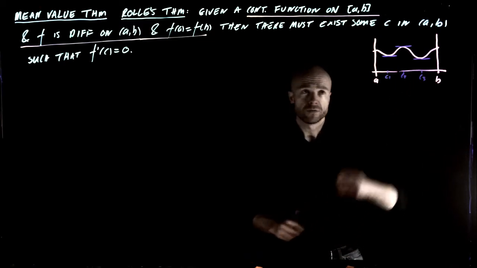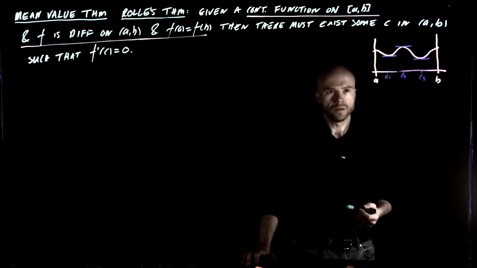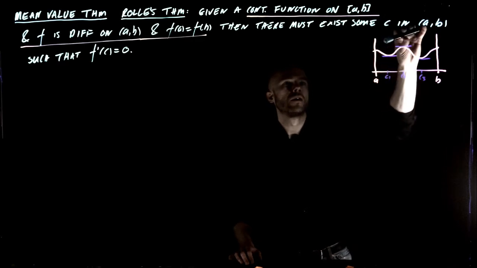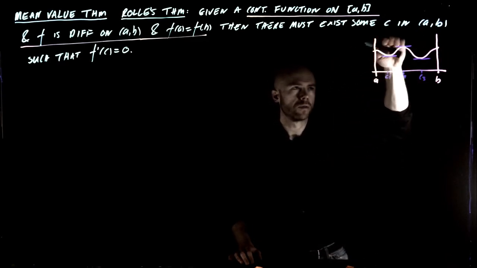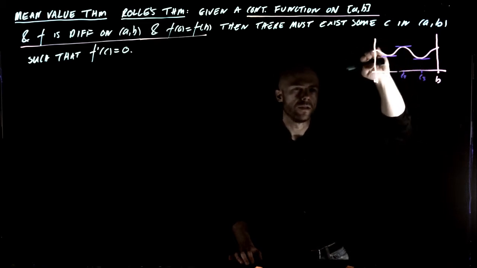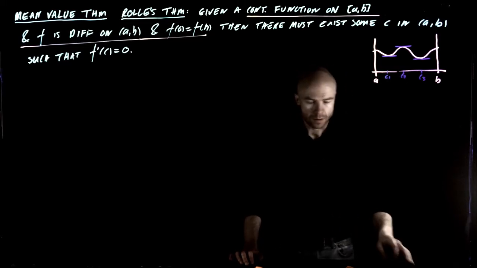And no matter what type of function, no matter what example we draw, we'll always see points like this. Because if we start going up, then the only way we get back down to f of b is if there is some point where it stops going up and starts going down. And when it does that, we're going to have a point where the derivative is 0.